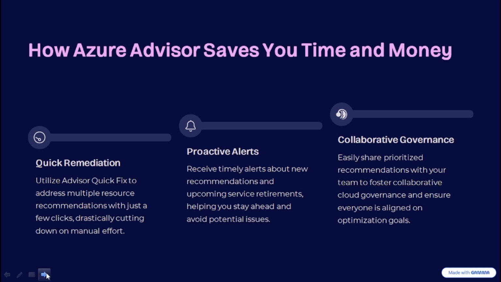Next, Azure Advisor provides proactive alerts. You'll receive timely notifications about new recommendations and upcoming service retirements. This helps you stay ahead of potential issues and avoid last-minute disruptions. Finally, there's collaborative governance. Azure Advisor allows you to easily share prioritized recommendations with your team. This fosters collaboration and ensures that everyone is aligned on optimization goals, making governance more effective and transparent.